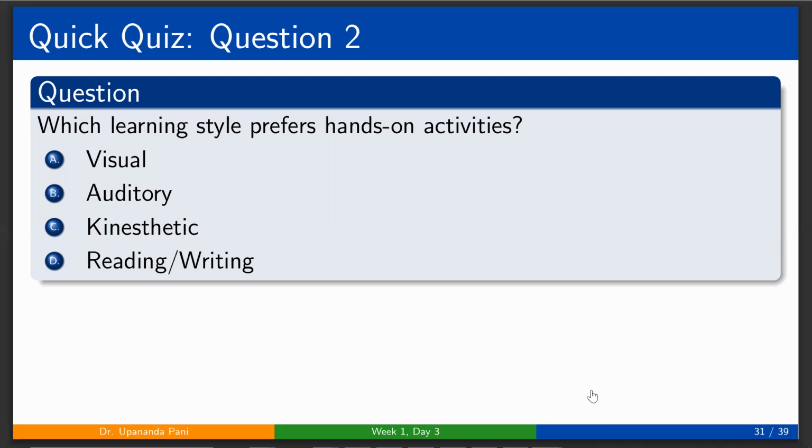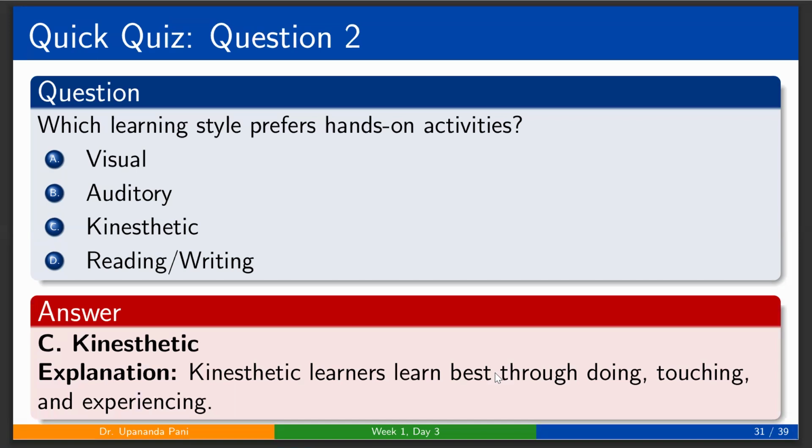The answer is C. Hands-on activities is basically kinesthetic. Learners learn best through doing, touching, and experiencing. Is it clear?